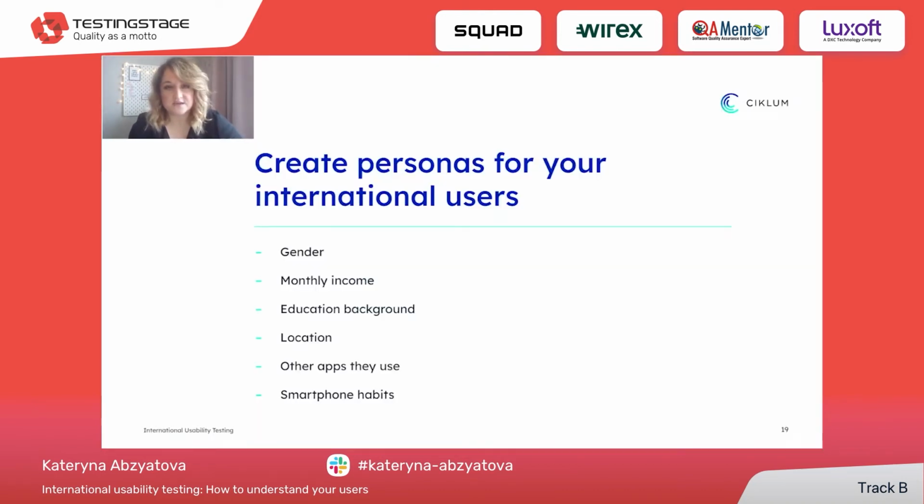And if we're starting to learn how we can do it, we can create personas for our international users. It's almost totally the same as creating personas for other users. We can do it by creating a strategy for our application. Here we can just imagine any real person who could be your potential user, so your target group. Who are these people? It can be gender, monthly income, education background, location, some apps which they use, smartphone habits.